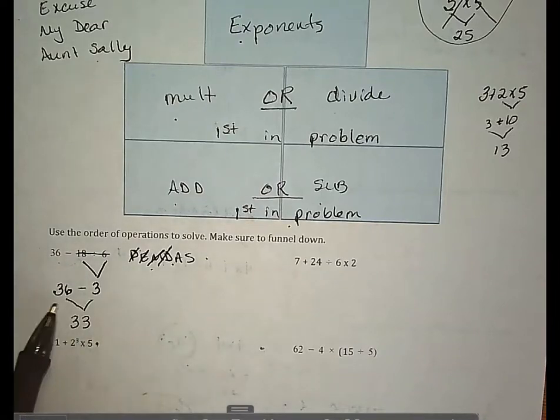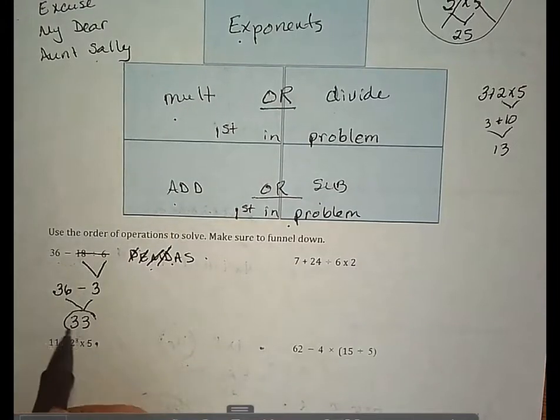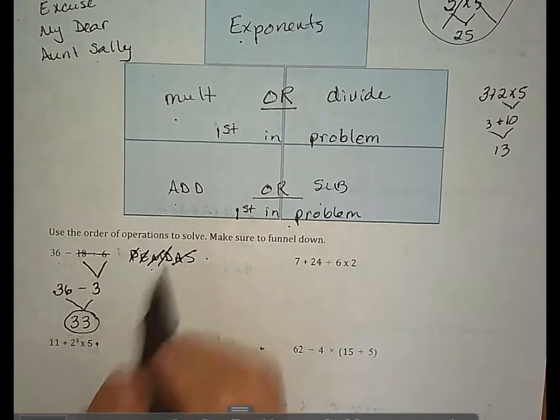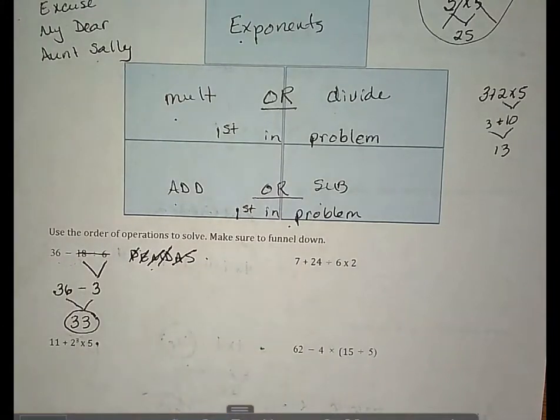All right, so then 36 minus 3, and that's where we get our 33, and that's our final answer there, 33. We've taken care of all of our order of operations, and we're down to a single number answer. So that's how we work the order of operations in that particular problem.